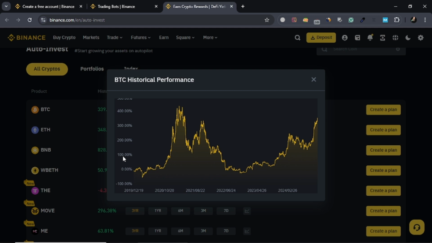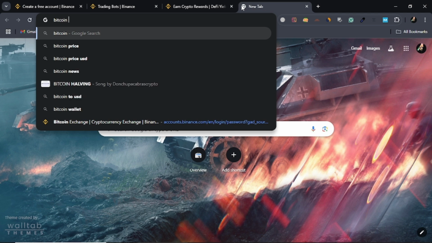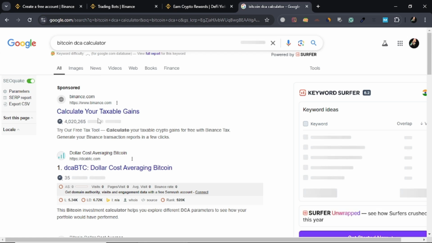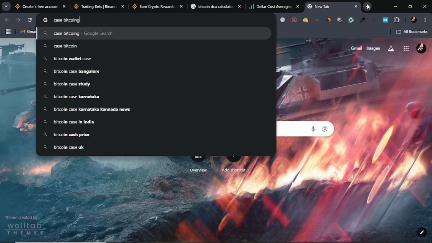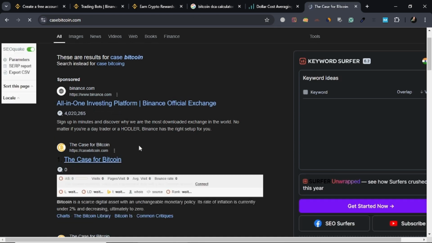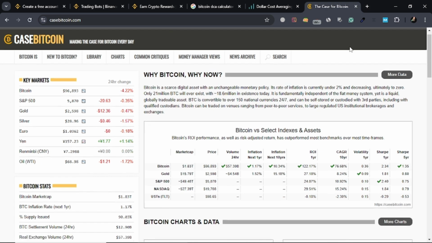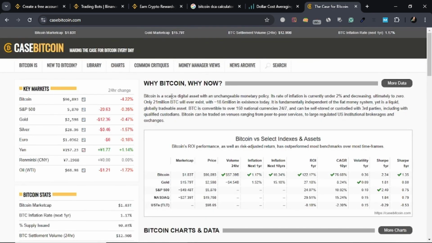How to estimate potential profits. Here are 3 tools to help. Use a Bitcoin DCA calculator. Search for one on Google, and you can input your investment amount and duration to see potential returns based on historical data. Visit websites like Case Bitcoin for detailed data on historical prices and growth rates. Try a compound interest calculator. Input your initial investment, expected growth rate, and weekly or monthly contributions to estimate future profits. These tools are free and give you a clearer picture of what to expect from your investments.